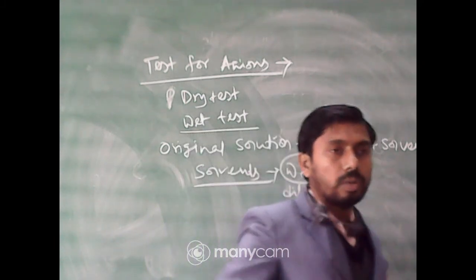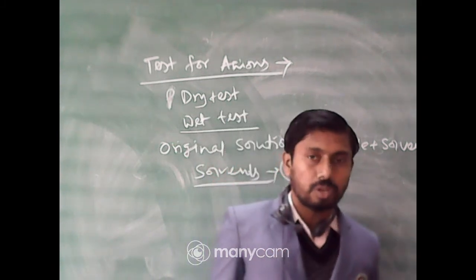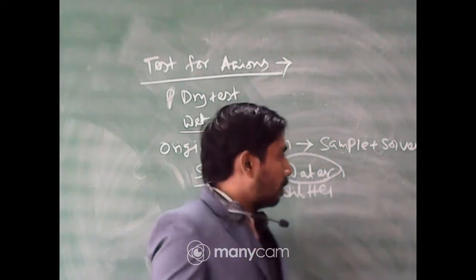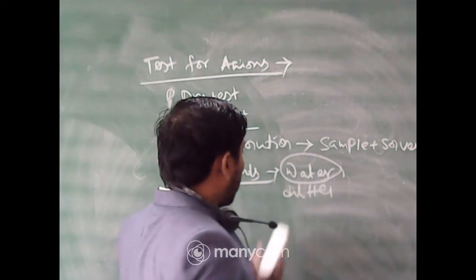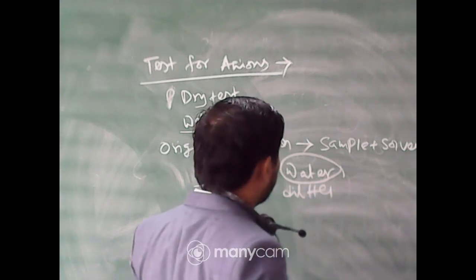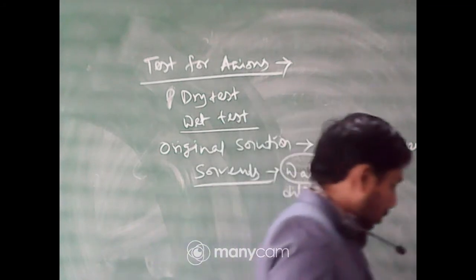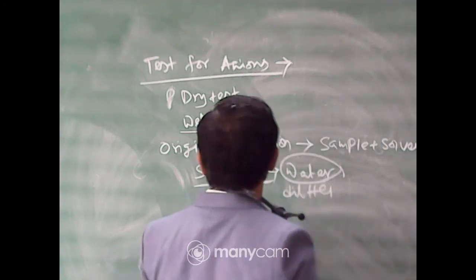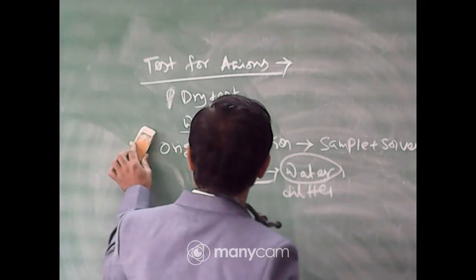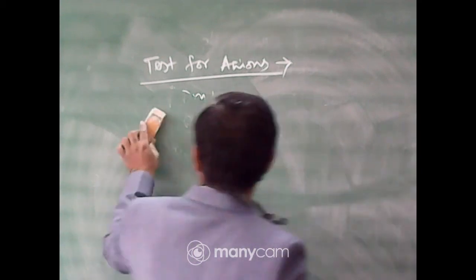Now which ones are water soluble samples? All the sodium and potassium salts are water soluble, and nitrate salts are water soluble. Now the dilute HCl is for the carbonates, because they are not soluble in water. For this the dilute HCl is used. Now for the tests of anions, I will show you some tests selectively.